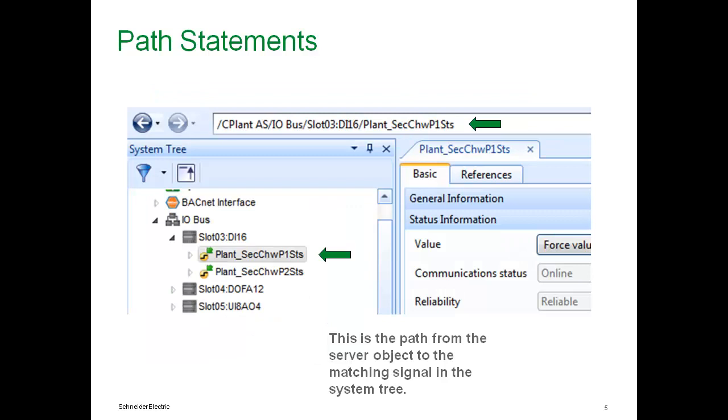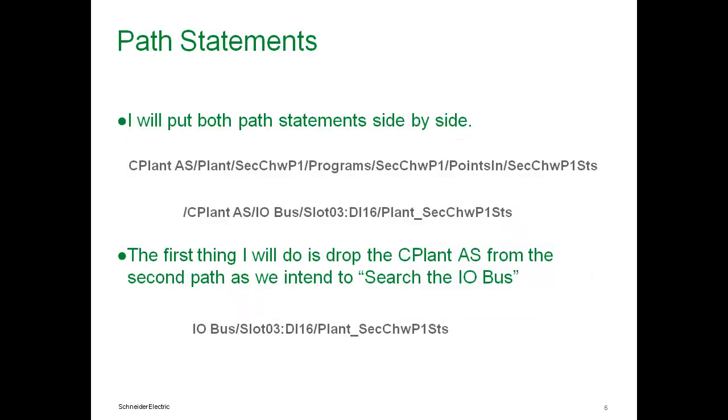My next step is to go back to the system tree and find the matching signal. In this case, it's under the I/O bus and under slot 3 I/O module. You see it there on the left, and up on the top you see the path from the server object to the signal on the I/O bus. The first thing I do is put both path statements side by side so I can see them together.